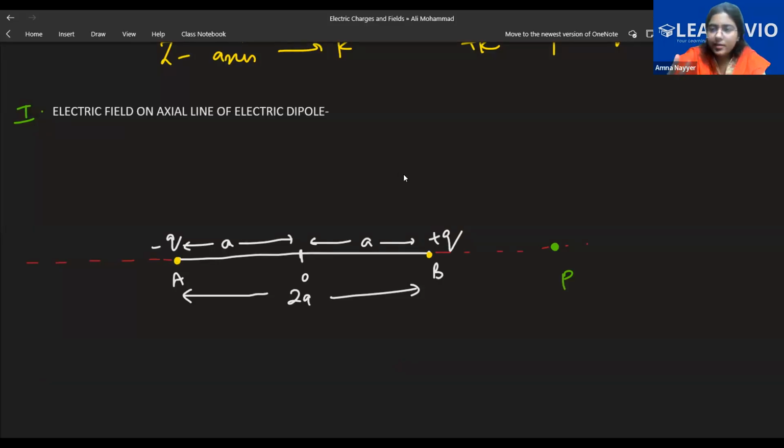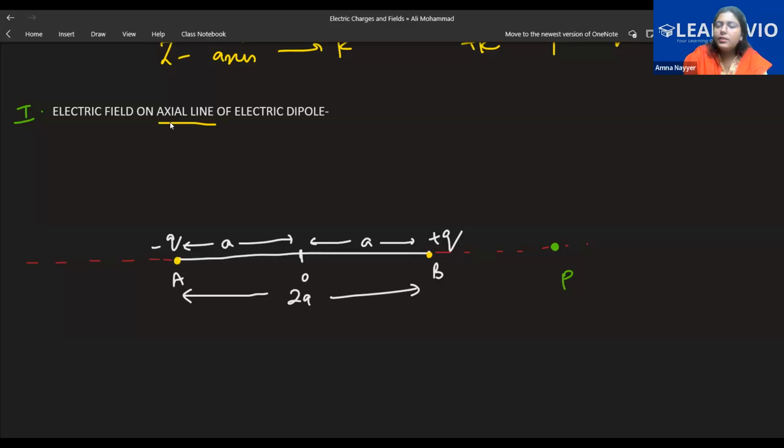So there are two cases in your syllabus. One is the axial line of an electric dipole and one is the equatorial line. Now, what is this axial line? See, this is a dipole. When I extend its axis on both the sides and the point lies on this axis, we will say this is the case of the axial line.